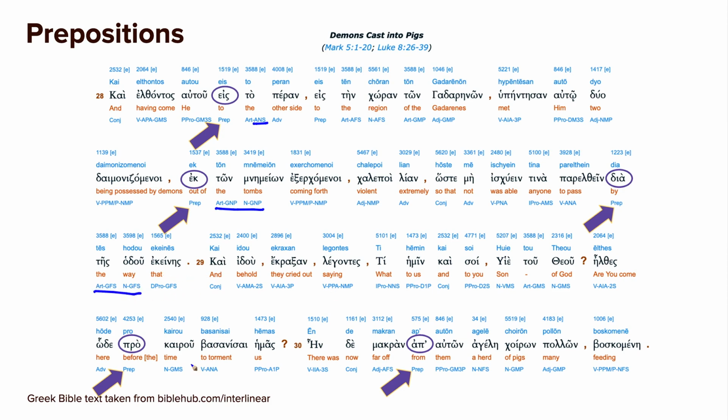And then we have down here, pro, before. Have you come here before the time to torment us? But before the time, here, is genitive. And then finally, from them is genitive. So there was far from them a herd of pigs. So from them is meaning away from.